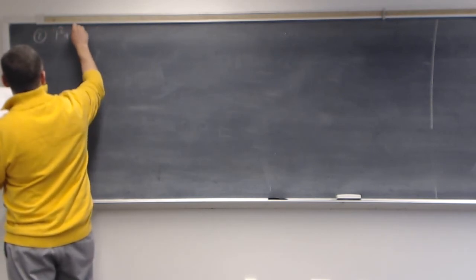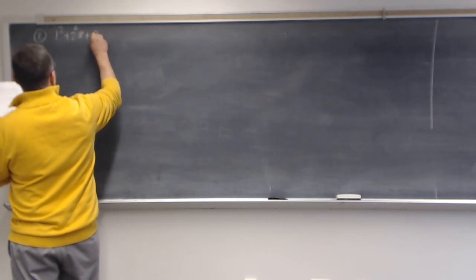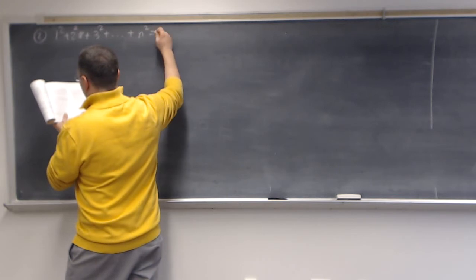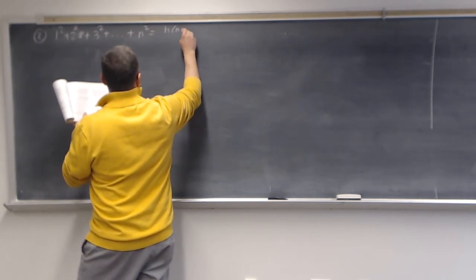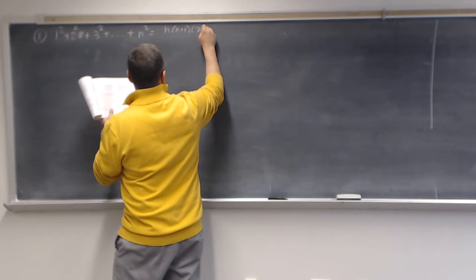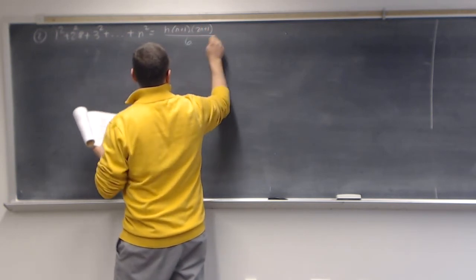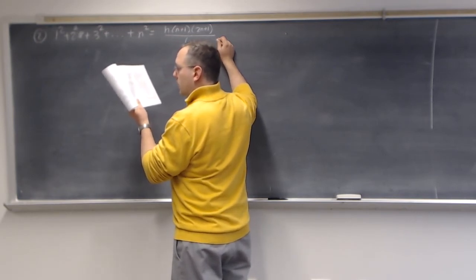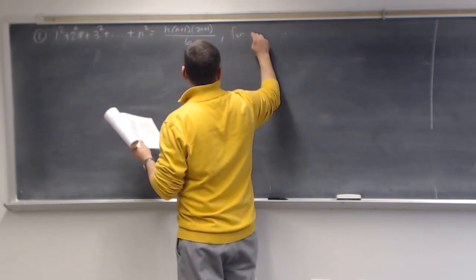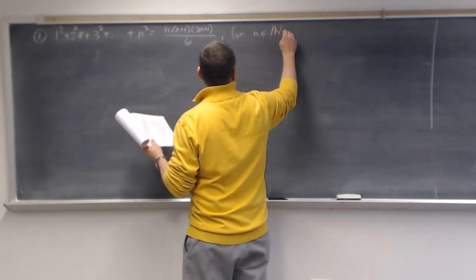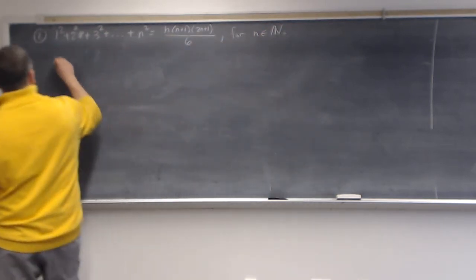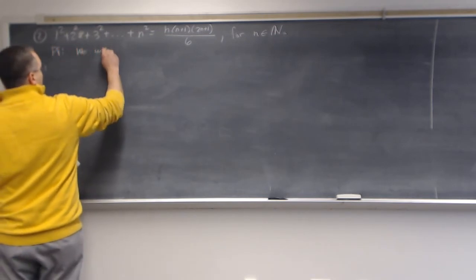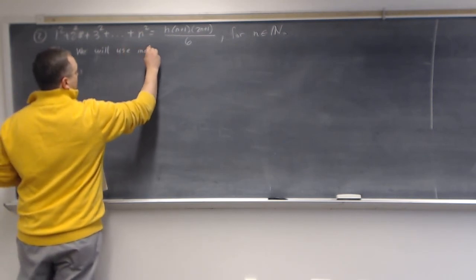The sum of the first n perfect square numbers will equal n times n plus 1 times 2n plus 1, all over 6. This is for natural numbers. Proof: we'll use induction.